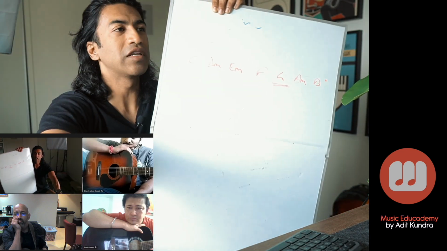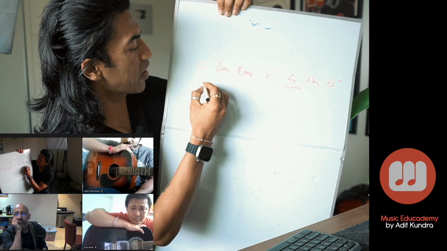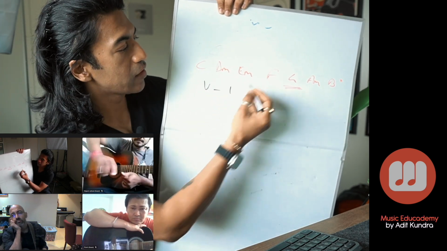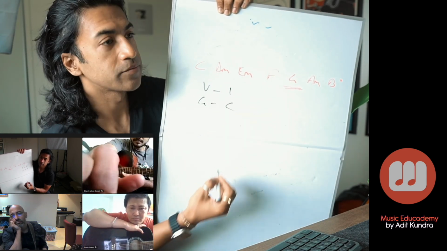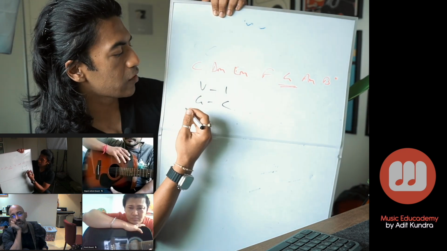This is a bad pen too. I wasn't really expecting that I'd use the whiteboard, that's why. Anyways, so my 5 chord to a 1 chord is actually G to a C in the key of C major, right?